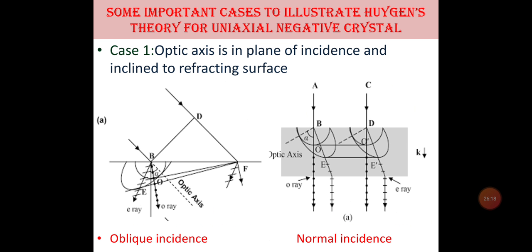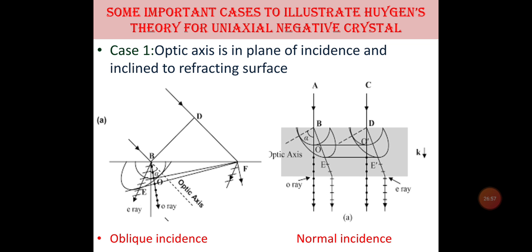Now the next topic is again very important, because in order to explain the different Huygens experiments experimentally, we will take a uniaxial crystal in which the refractive index of the ordinary ray is greater than that of the extraordinary ray. So we will take the uniaxial negative crystal and discuss the different cases. The very first case to illustrate Huygens' theory is when the optic axis is in the plane of incidence and inclined to the refracting surface.